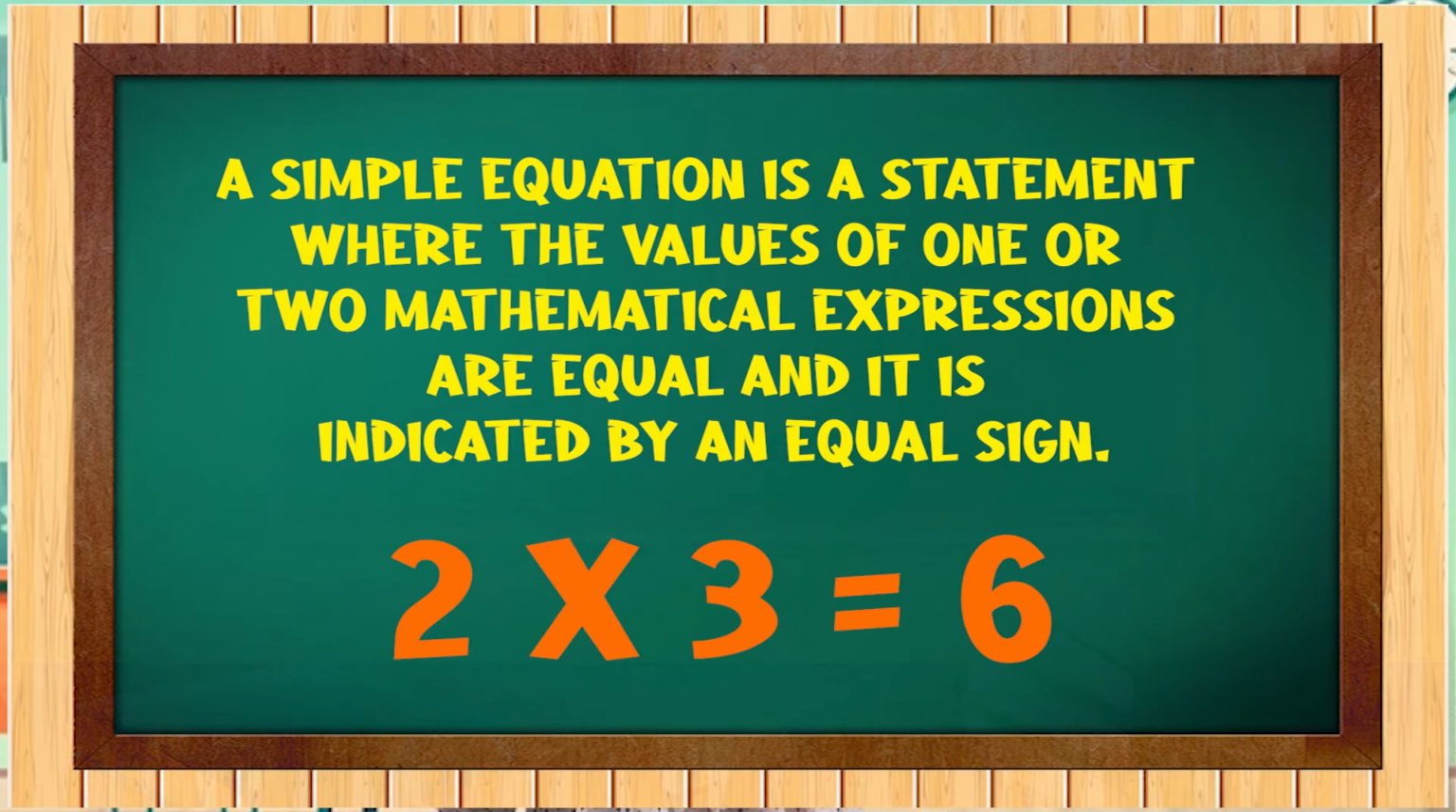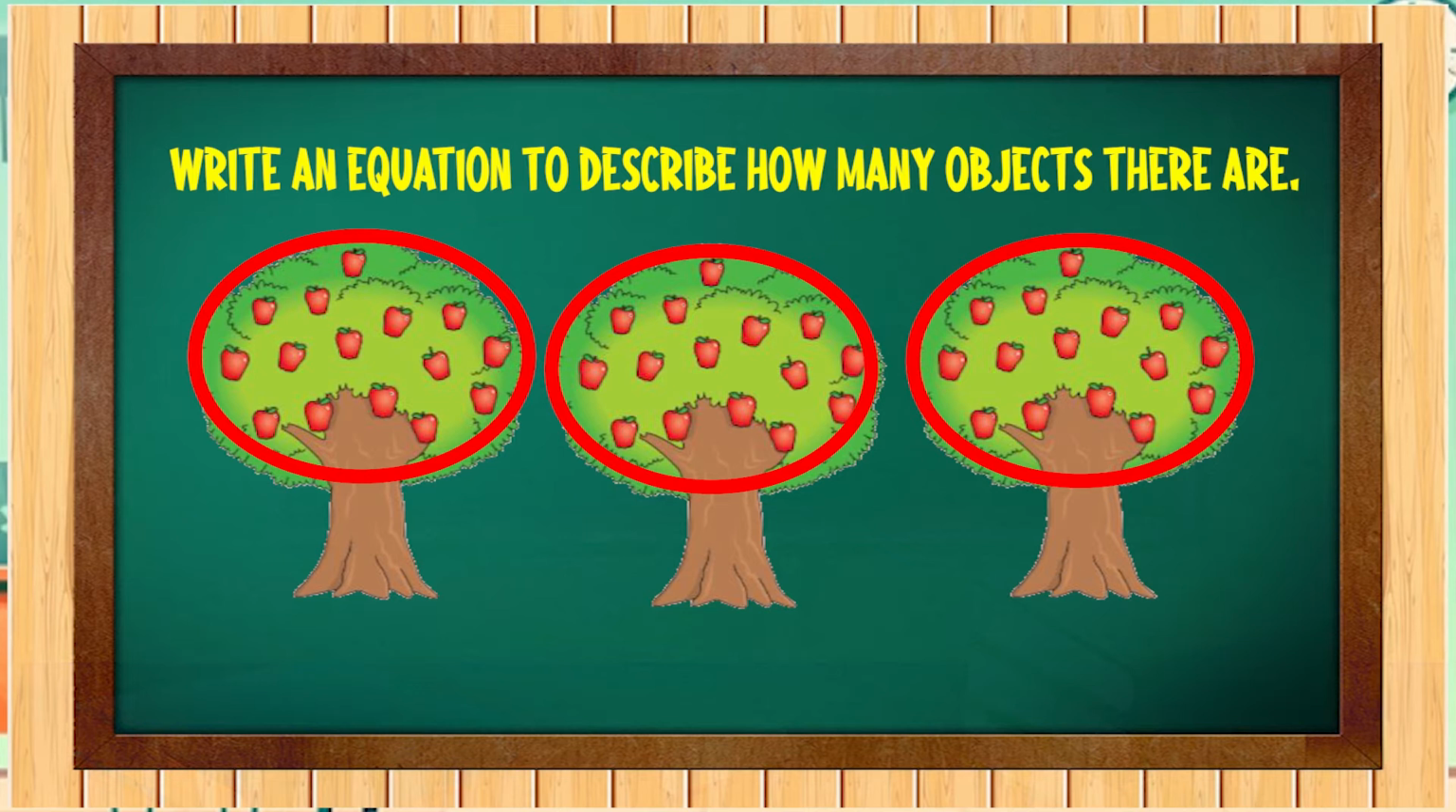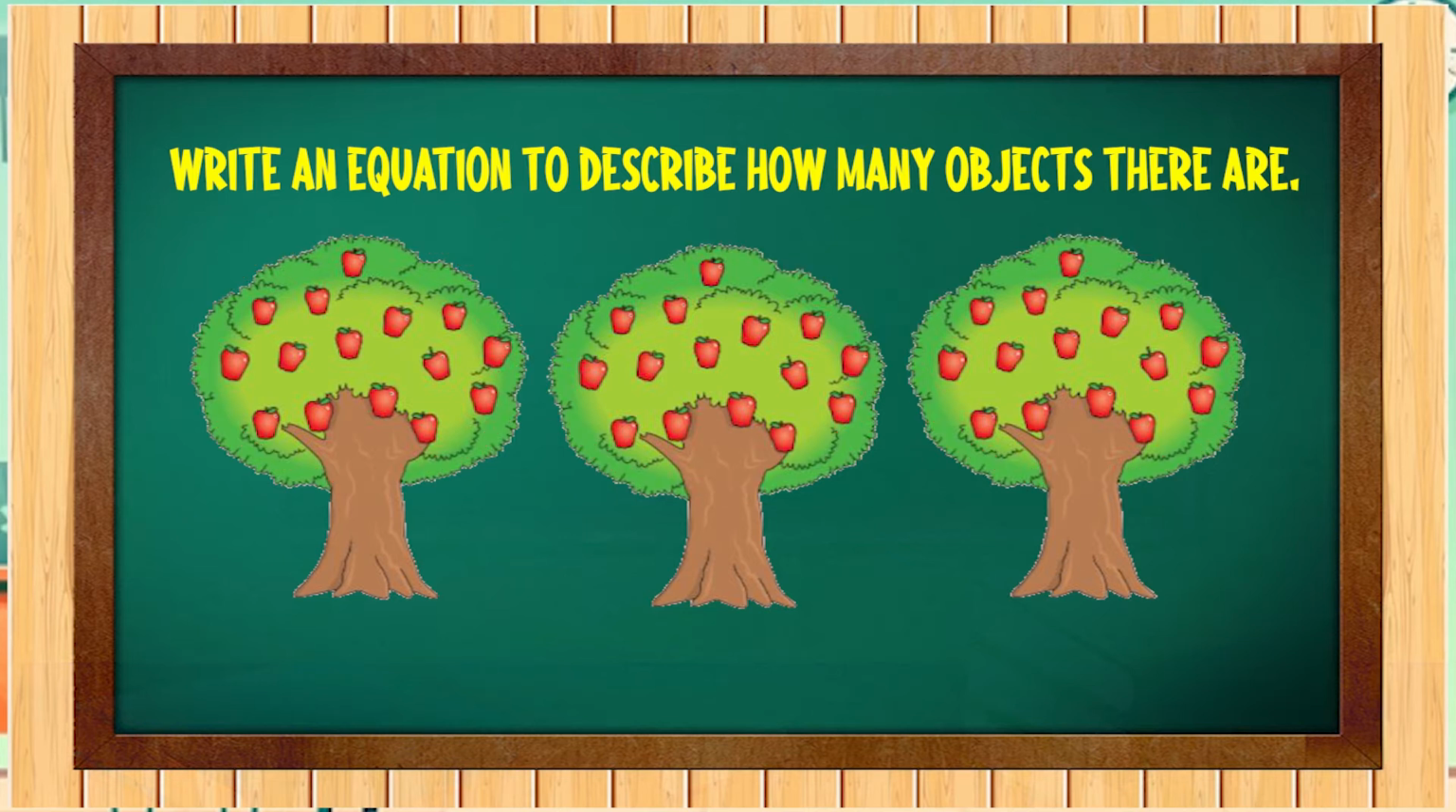That's a mathematical equation. Bearing that in mind, let's move on to another activity, where we're asked to write an equation to describe how many objects there are. Now, if you notice, we have 3 apple trees, and each tree has 15 apples. If we were to write an equation to represent those pictures, we would first need to include the number of trees and the number of apples that each tree has. So let's take it one step at a time.